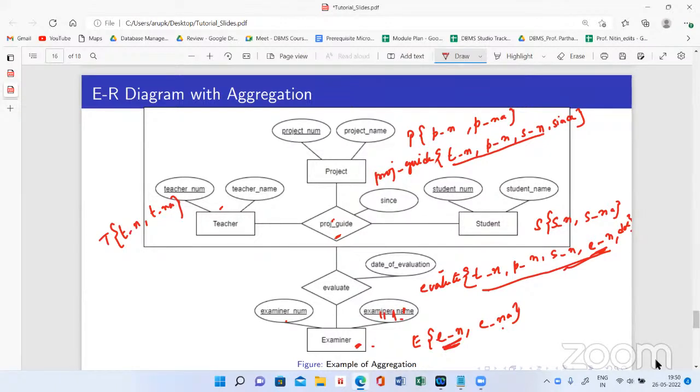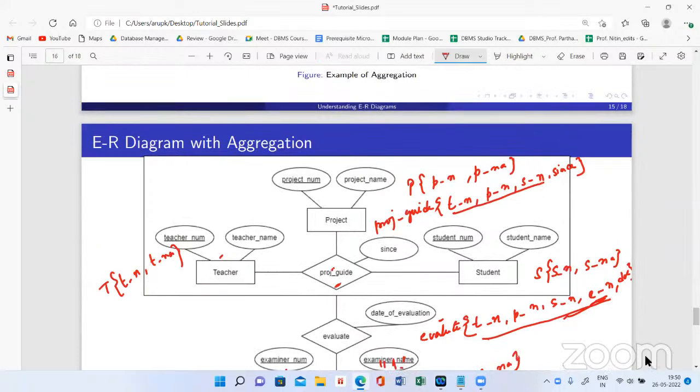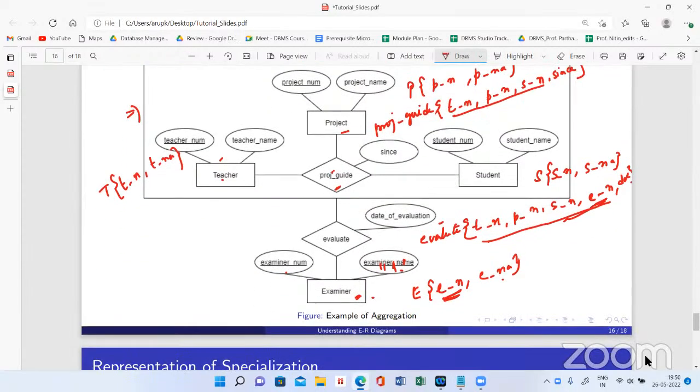Is the reason clear? It's called aggregation because we are aggregating that project guide entire thing as a single entity. This entire thing is aggregated. Everything is simple. Nothing is new in this. It is very simply aggregated.